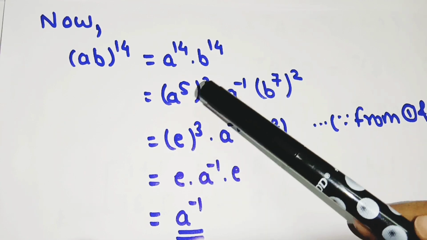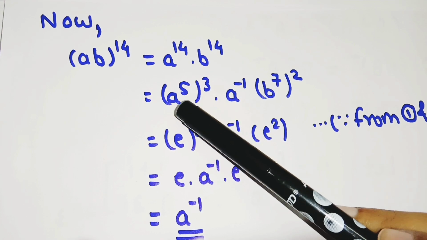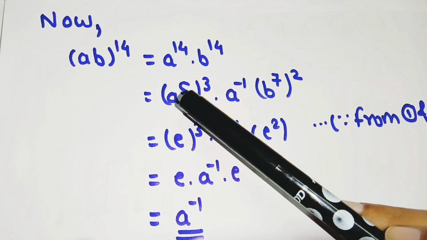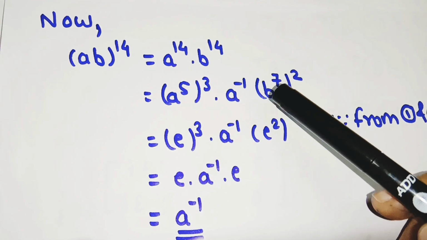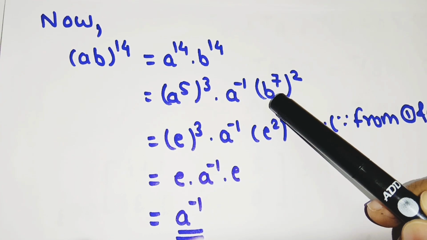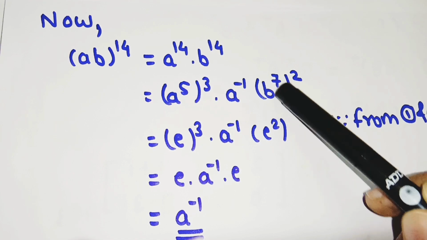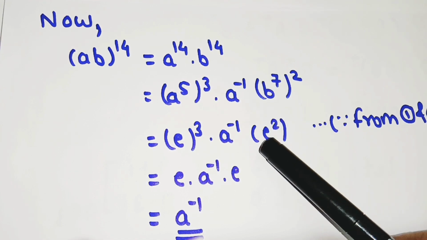Then from equation 1, we know that a raised to 5 is equal to identity. Therefore, replace a raised to 5 by e. Similarly, from equation 2, we know that b raised to 7 is equal to identity. Therefore, replace b raised to 7 by identity.